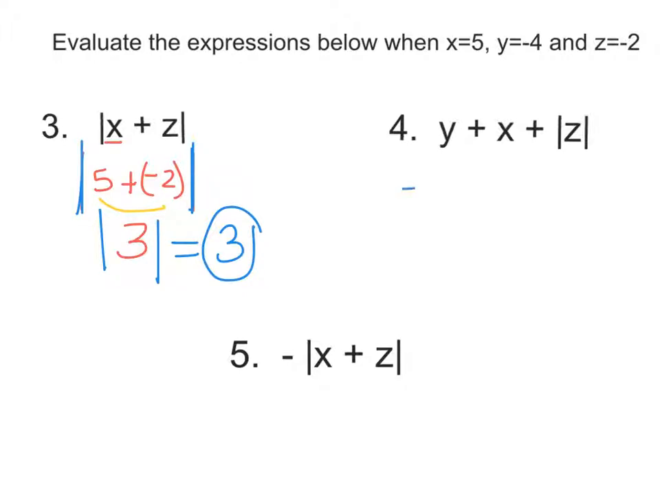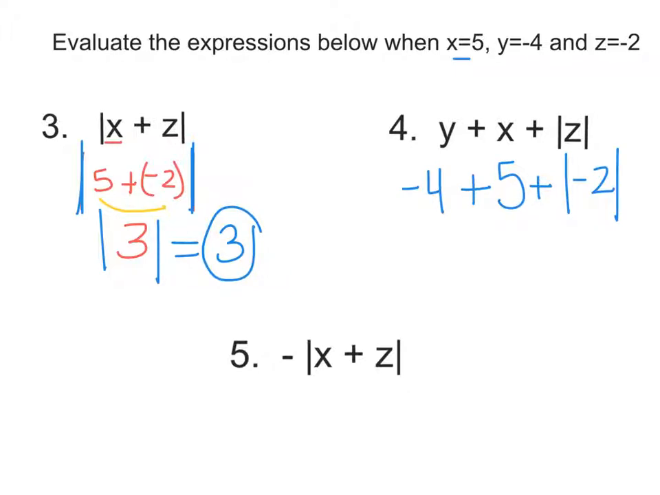All right, let's try that with number 4. So for y, we're going to sub in -4, plus for x, we're going to use 5, plus now we just have the absolute value of z. So I'm going to write the absolute value of -2. Notice how I recopied this entire thing exactly as it was and just plugged in the values for each of the letters.